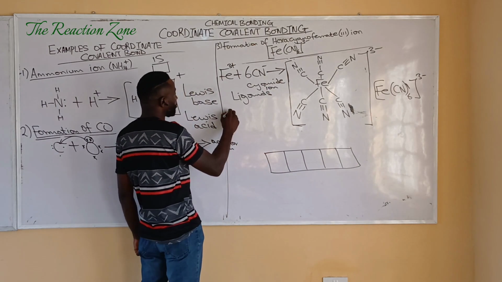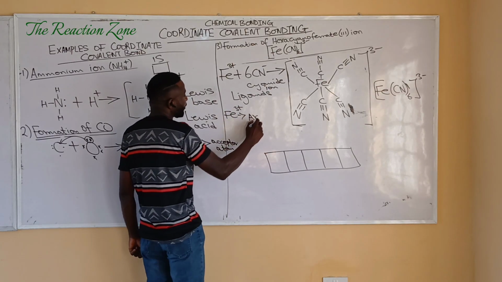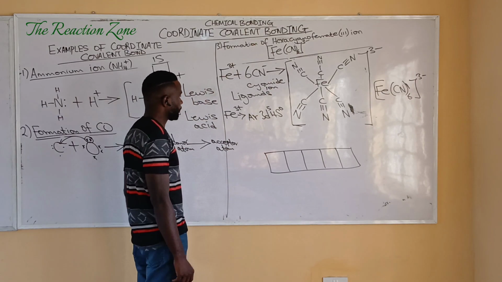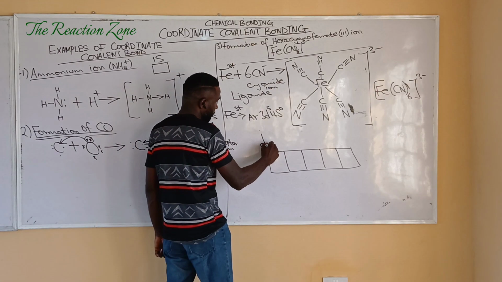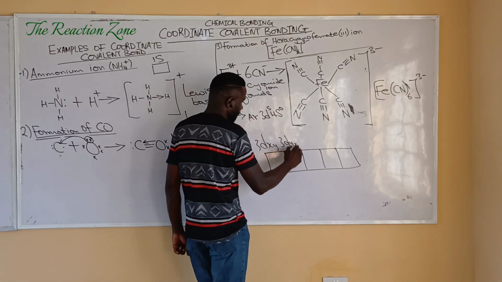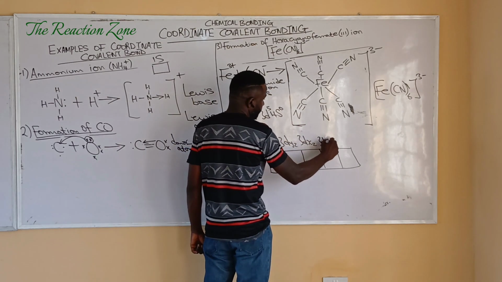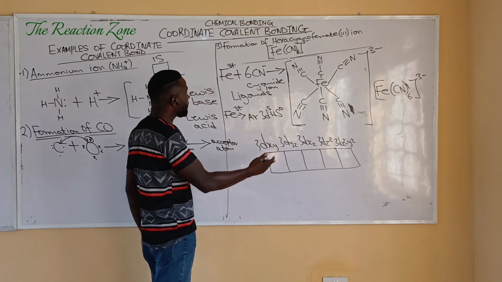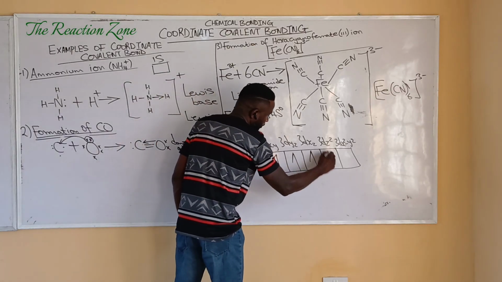The electronic configuration for Fe3 plus is argon 3d5 4s0. So in the d orbitals, which are dxy, dyz, dxz, dz squared, dx squared minus y squared, there are 5 electrons, and the 5 electrons are unpaired.